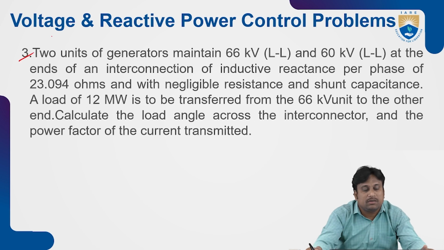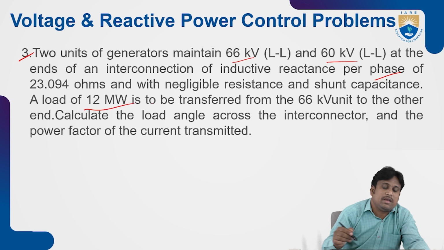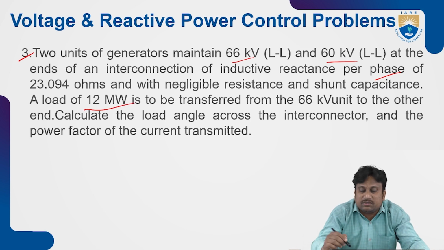Next problem: two generators maintain 66 kV line to line and 60 kV line to line at the ends of an interconnector with inductive reactance of about 23.09 ohms per phase, with negligible resistance and shunt capacitance. A load of 12 megawatts is to be transferred from the 66 kV unit to the other end. Calculate the load angle across the interconnector and the power factor of the current to be transmitted.